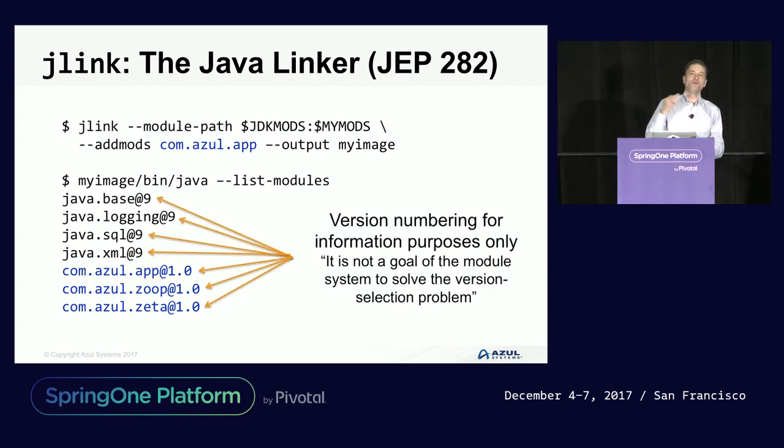Version numbers are there for information purposes only. And I put the quote here, which is from the State of the Module System, which is really kind of the design document for Jigsaw. And it says, it is not a goal of the module system to solve the version selection problem. So unfortunately, unlike things like OSGI, there is no ability to have different versions of a module on the module path and then resolve based on which version you need. The numbers are there just for you to look at and think, that's nice.